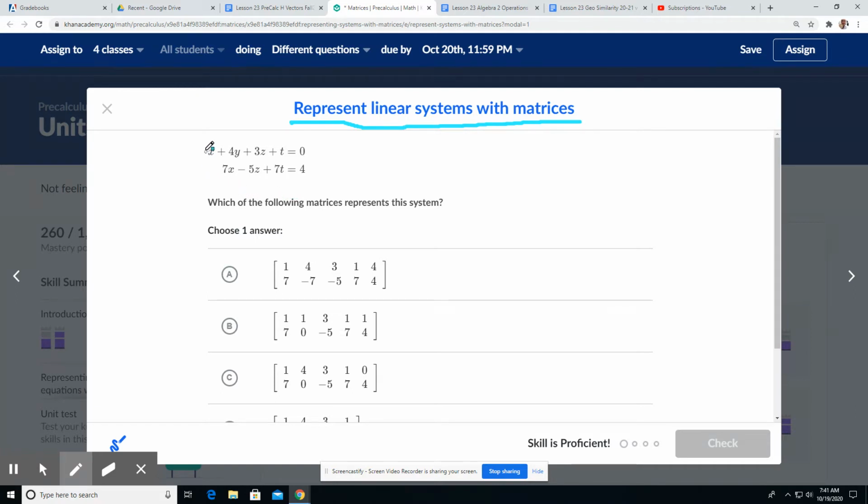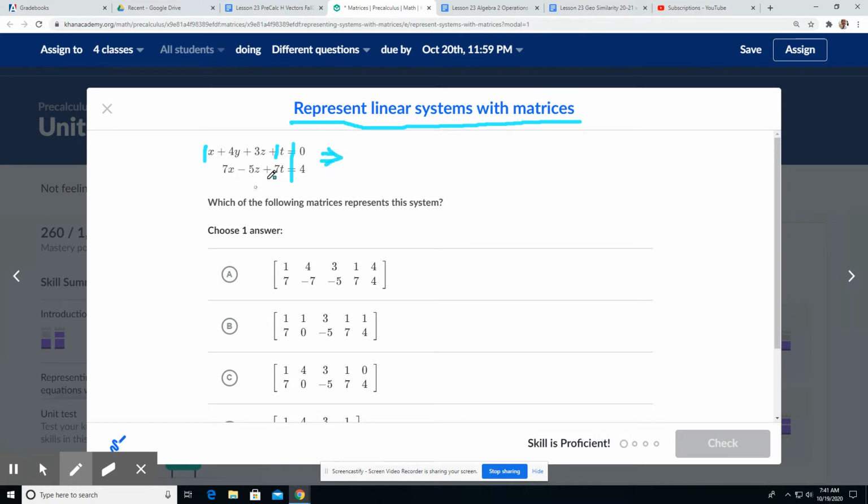So just to get things with our coefficient, in front of x is a 1, a 4, a 3, in front of t is a 1, and then we have our equal sign, which is like a solid line, 0 on the top. So we have to make sure everything links together. And notice we're missing a variable down here. It looks like we're missing the y.